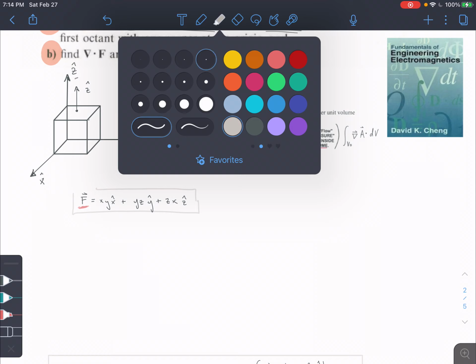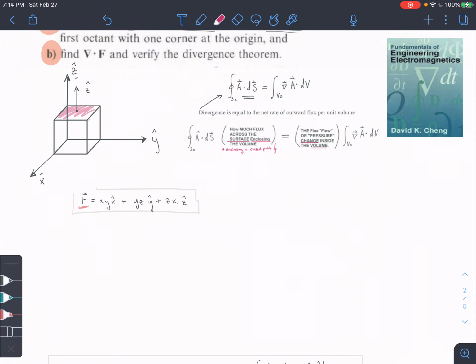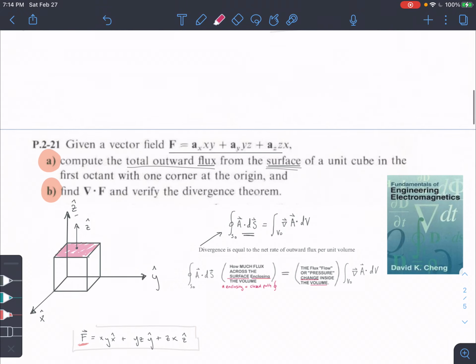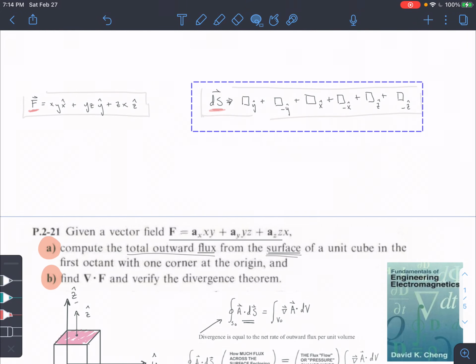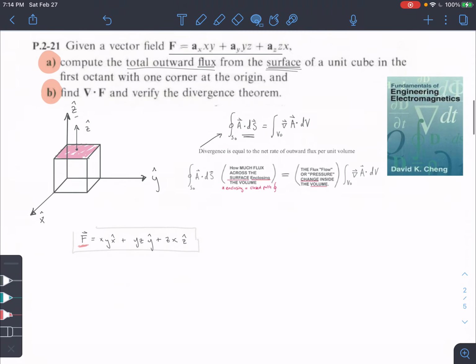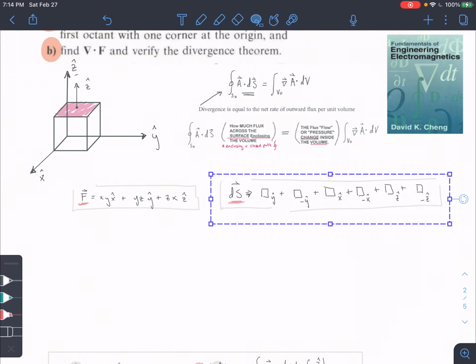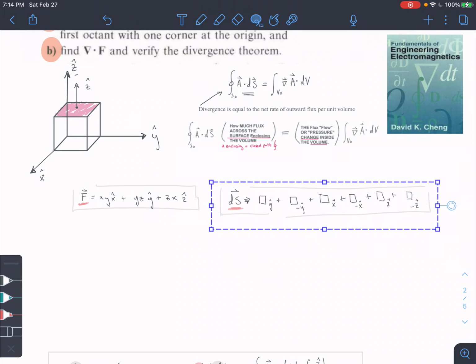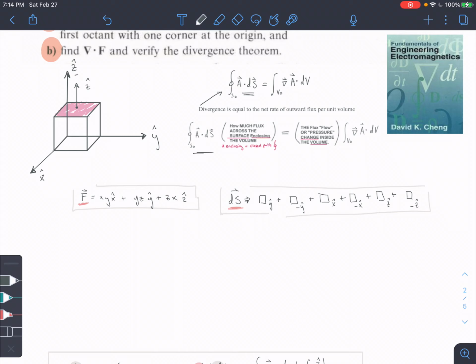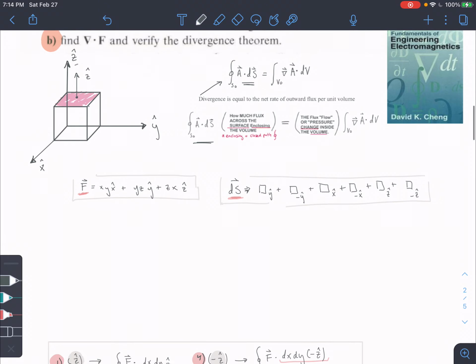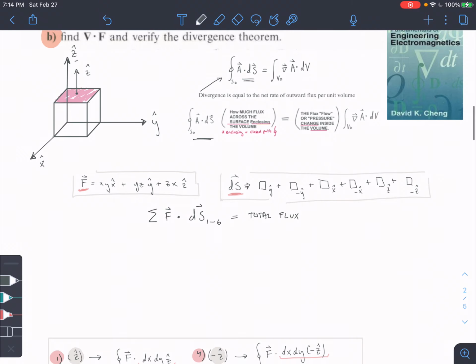For a cube, we have 6 surfaces, and we're trying to find the flux through each of them. So our approach to solving this problem is going to be to find the differential surfaces for each side of the cube, dot all of those differential surfaces with the F that we're given, and then add it all together. So we're going to have the sum of the F dotted with every differential ds, ds 1 through 6, is going to be equal to our total flux. Okay. So how do we set up those differential surfaces?